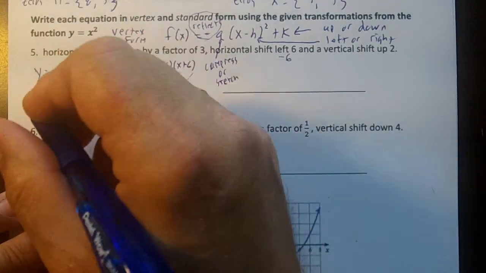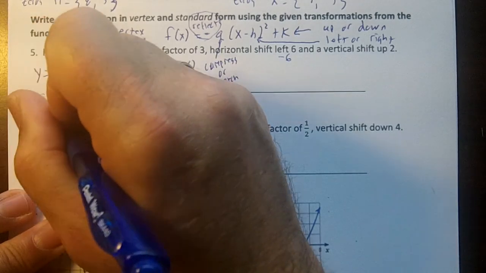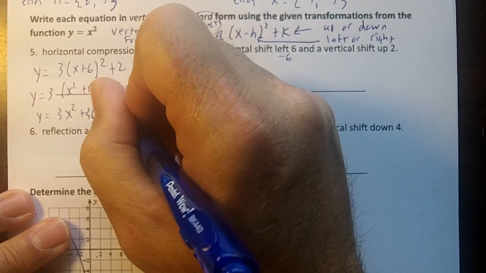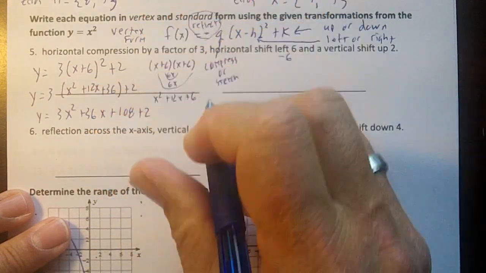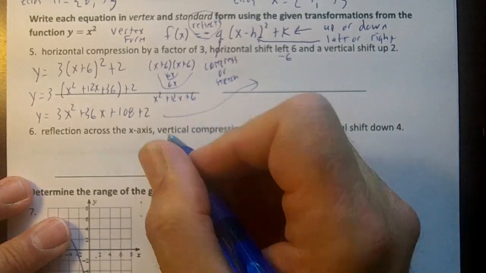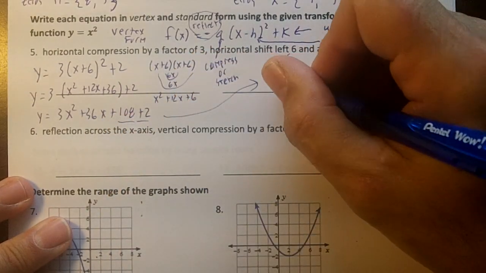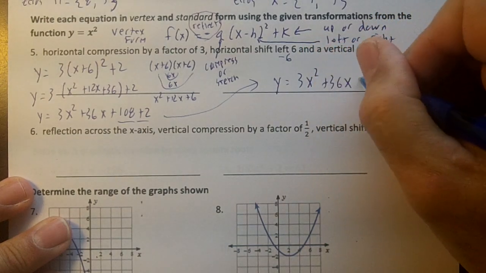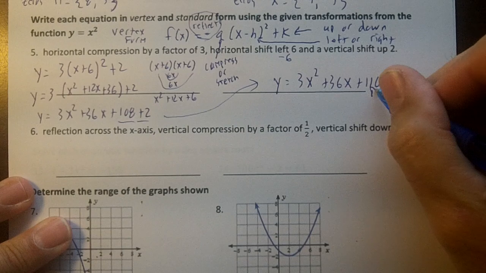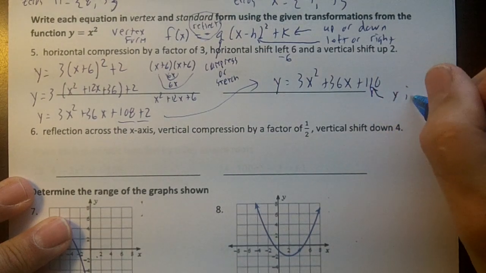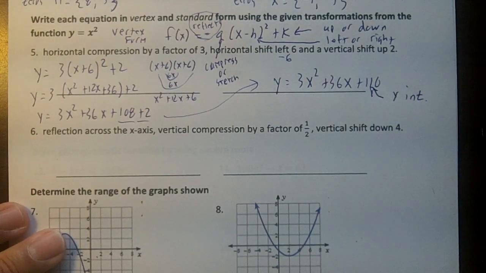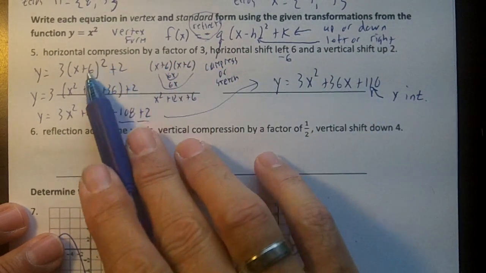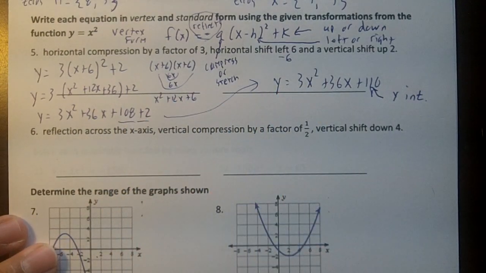Now then, I'm going to distribute my 3. So y equals 3x squared plus 36x plus 108 plus 2. And then I'm going to write my answer over here. I'm going to group these two, aren't I? So y equals 3x squared plus 36x plus 110. And this number right here is going to be my y-intercept. You need to know that for the test. So I read the description, so I made my vertex form, and I switched it to standard. Got to be able to do that.